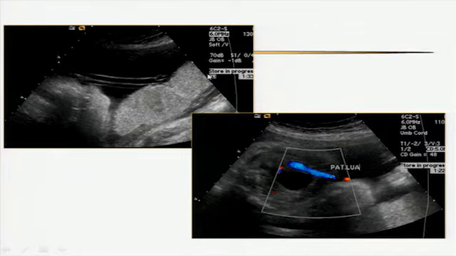So we're looking at a cross-section, looking at the placenta, and I'm trying to get cord inserted into the placenta. So what do you think about that cord? Look how straight it is. Shouldn't you have some coiling in there?